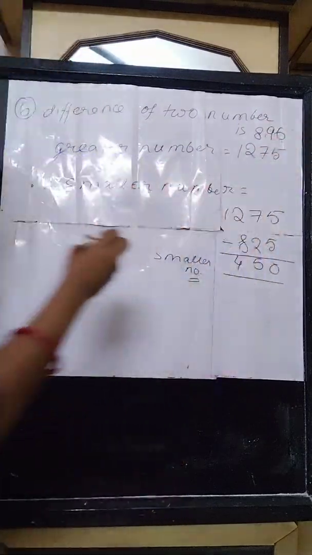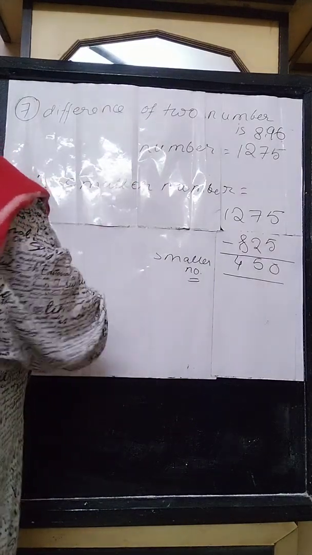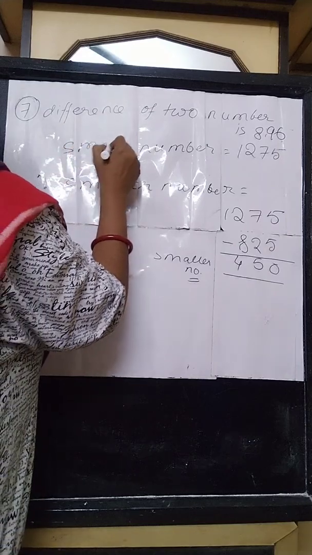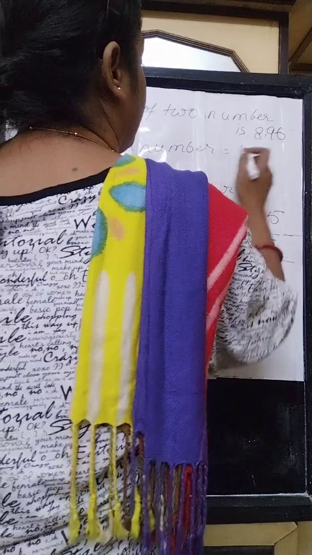896. And in sum number 7, the smaller number is given: 532. Here the greater number was given earlier, now the smaller number is given. So 532 is given over here.